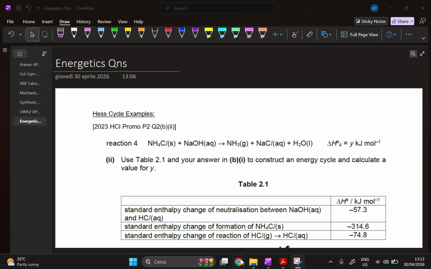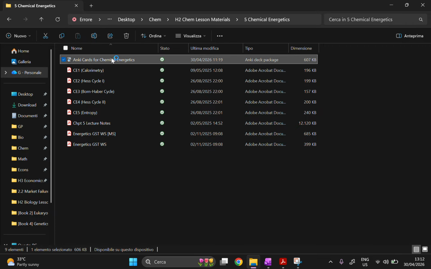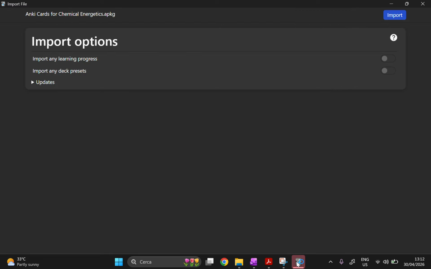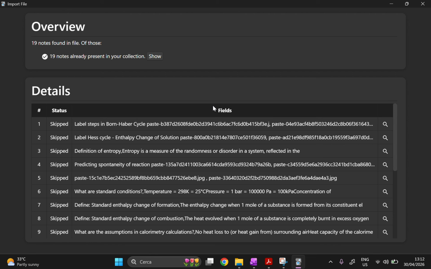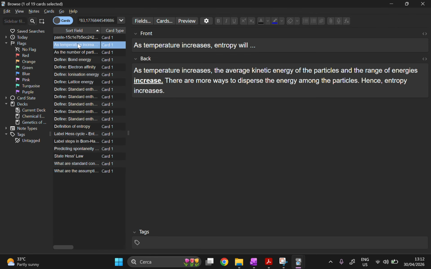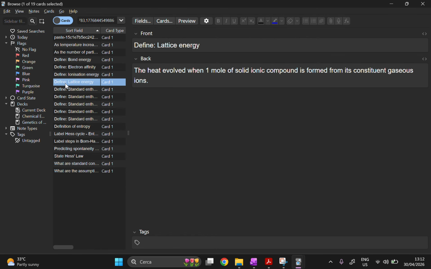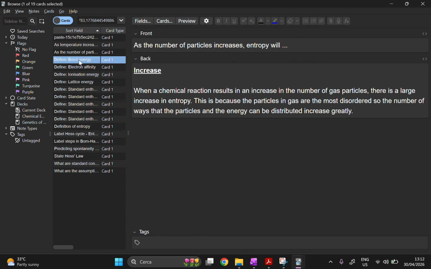You should know what Hess's law is, roughly the concept of a Hess cycle, and also there's this deck of Anki cards in the folder. Not sure if I'll be able to open it, but basically it's a way for you to recap mostly all the definitions. This includes the other part of the topic on entropy as well, Gibbs free energy, all that, which I'm not going to cover in this video.